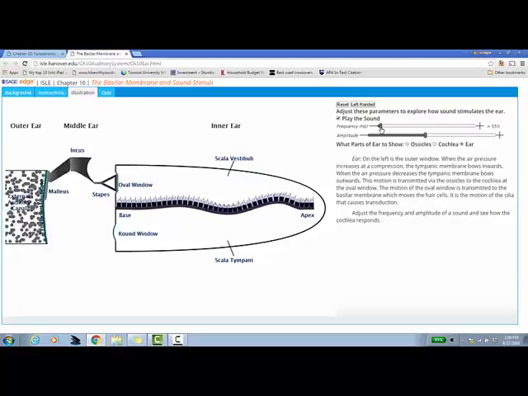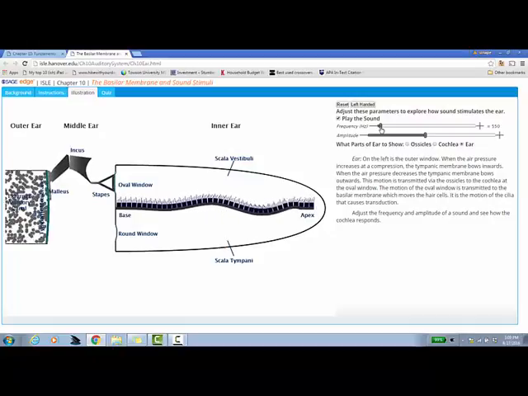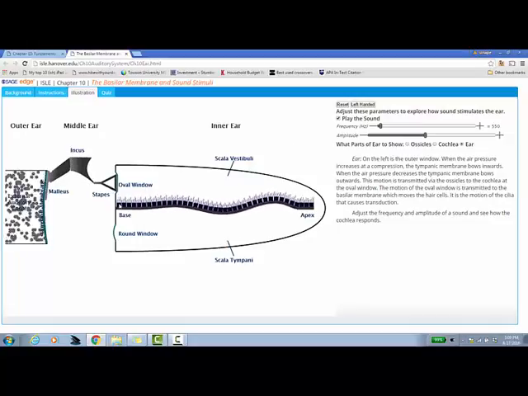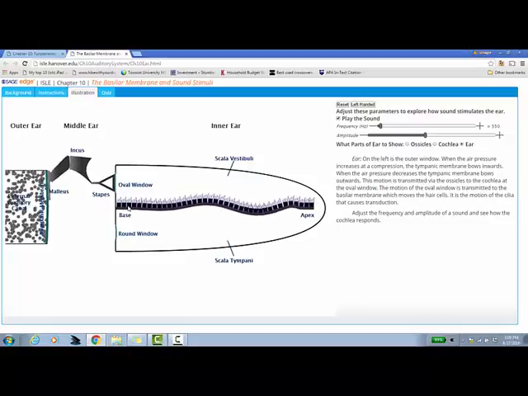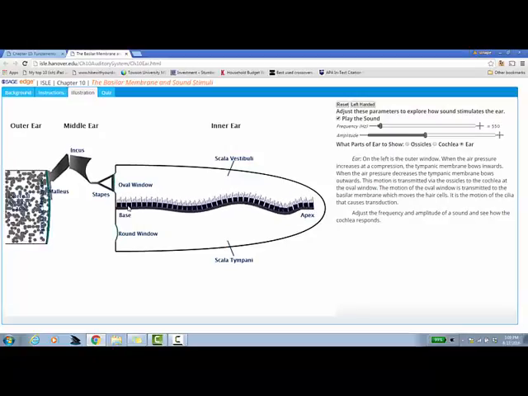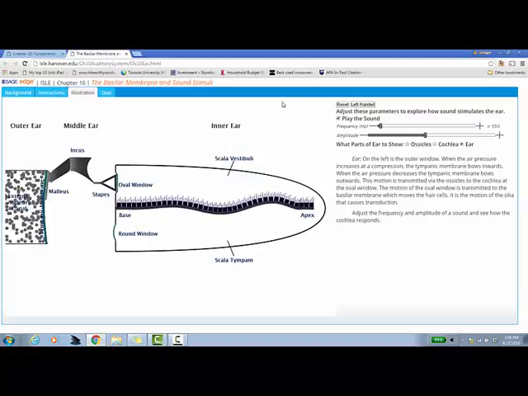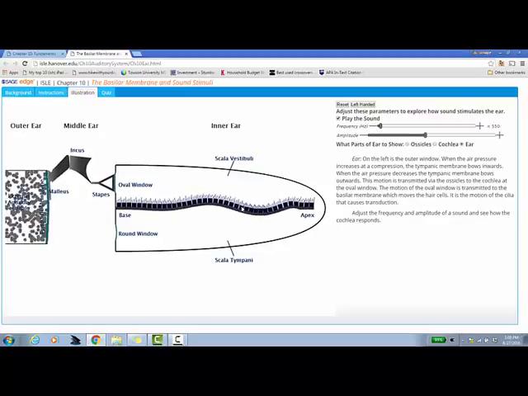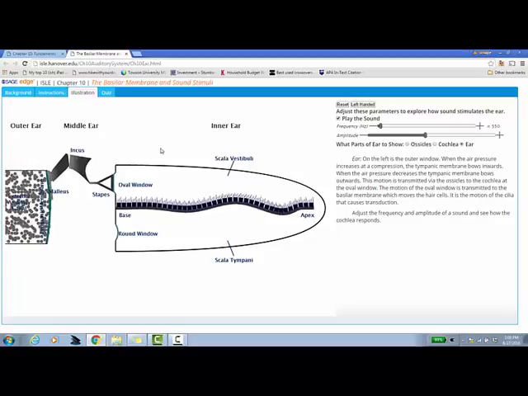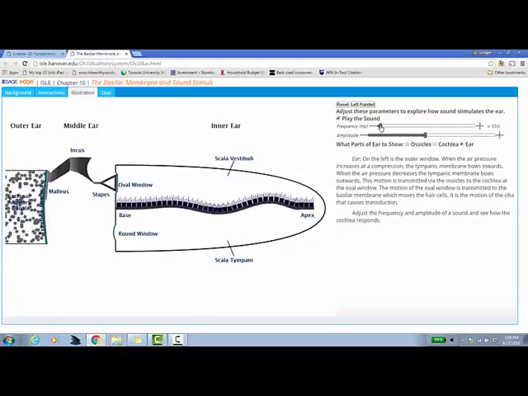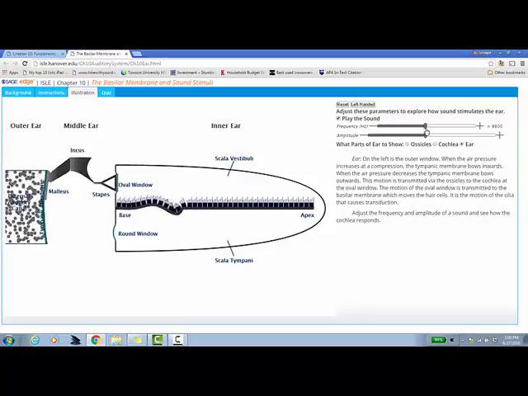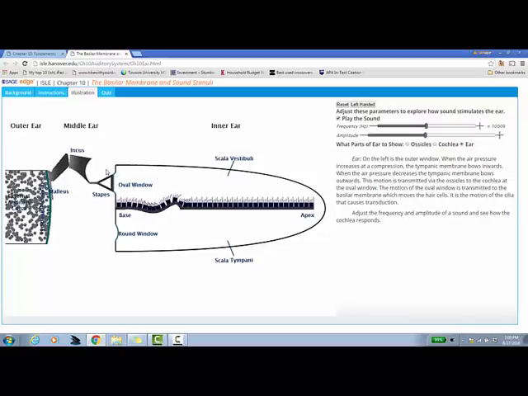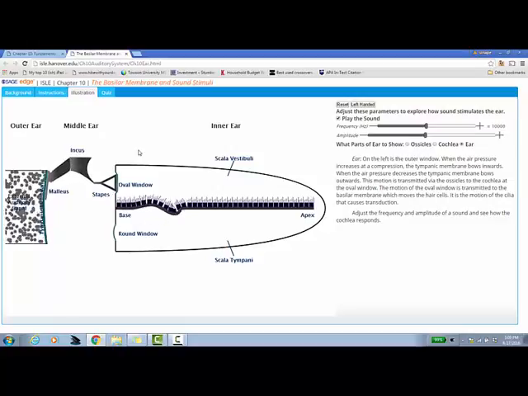And then likewise, if we go up here and we move the frequency slider, higher frequency sounds are going to have their maximal displacement closer to the base of the cochlea. And also, remember, frequency is the same as cycles per second. So as we increase the frequency, the peak of the wave is going to get closer to the base, but the movement is going to get faster. So at 10,000 hertz, the stapes footplate is actually physically moving in and out of the oval window 10,000 times per second.